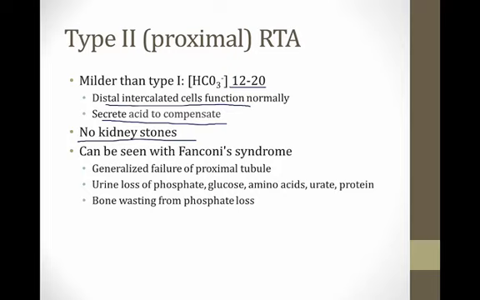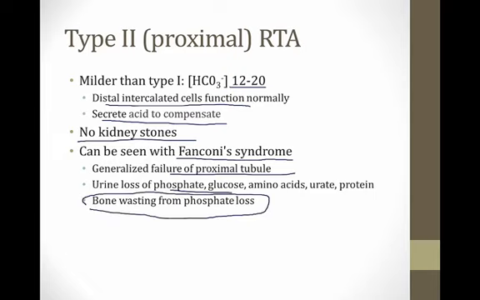And then you should be aware that a proximal type 2 RTA often occurs as part of Fanconi syndrome. So Fanconi syndrome is when the entire proximal tubule doesn't work. So you can't resorb phosphate, you can't resorb glucose, amino acids, urate, protein, all these things get lost in the urine. And the main symptom that happens in children with Fanconi syndrome is they get bone wasting from all the phosphate loss. But as part of this generalized loss of function of the proximal tubule, you can see a type 2 RTA.